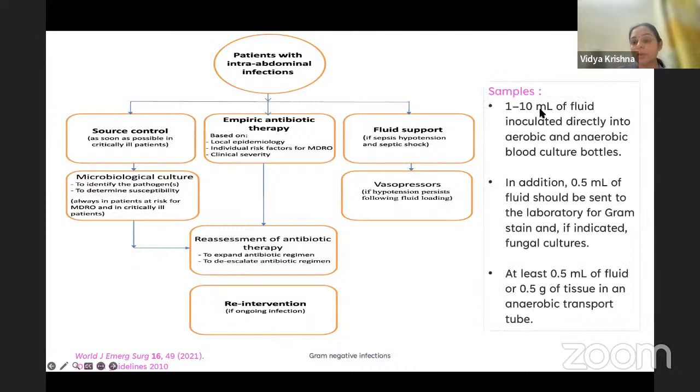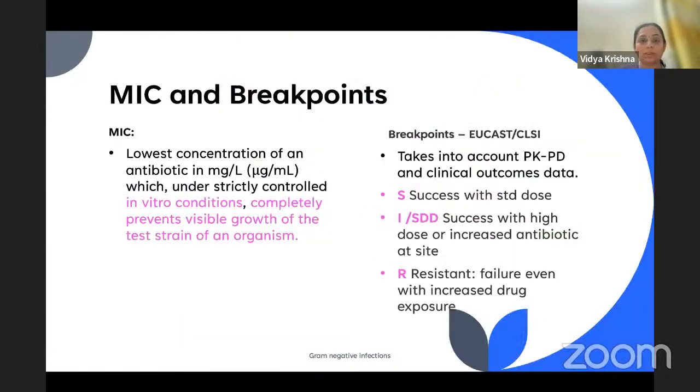So what sample to send? If they find some fluid perop, they can directly inoculate the fluid into aerobic and anaerobic blood culture bottles that we use for the blood culture. From anywhere from 1 to 10 ml, they can inoculate. As soon as they aspirate, they can put it into the blood culture bottle and send it to the lab. So this is the basic minimum sample that they need to send.